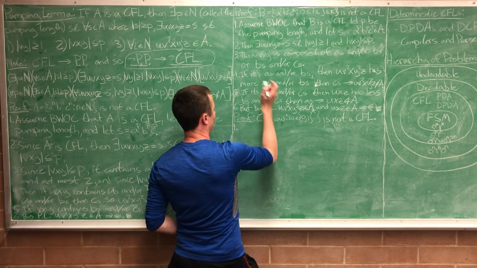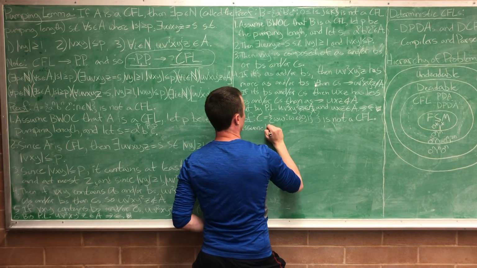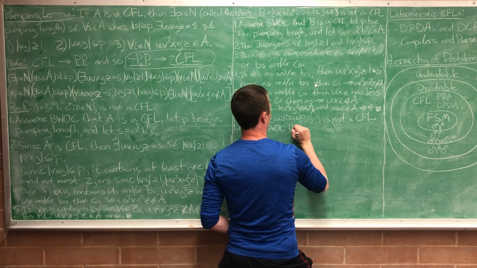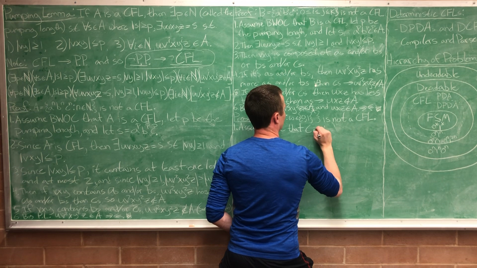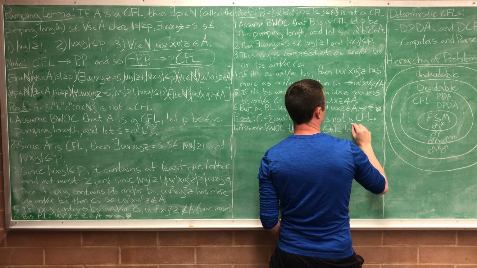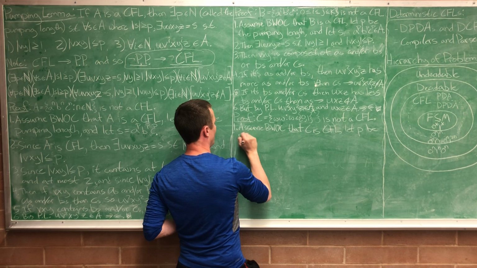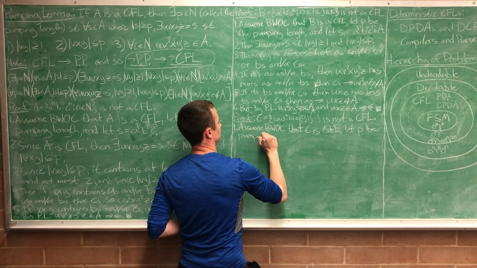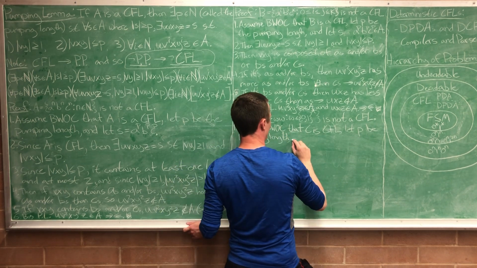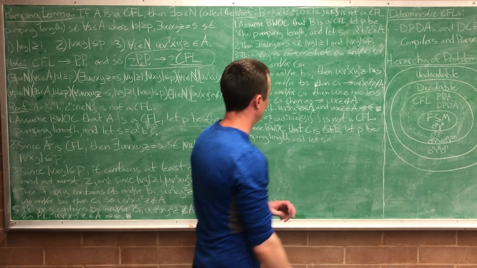1. Same thing as before, we all start the same way. Assume by way of contradiction that C is a context-free language, let P be the pumping length, and let S equal... now what do we want for our string?